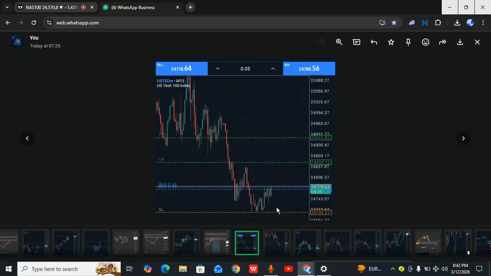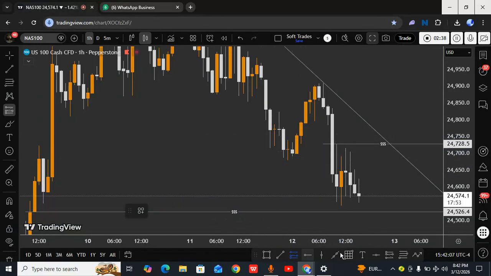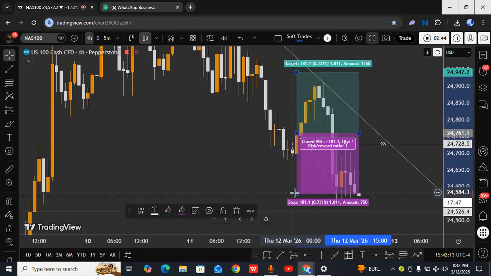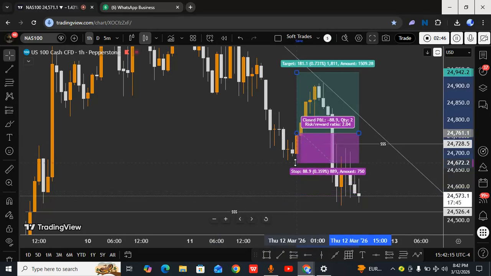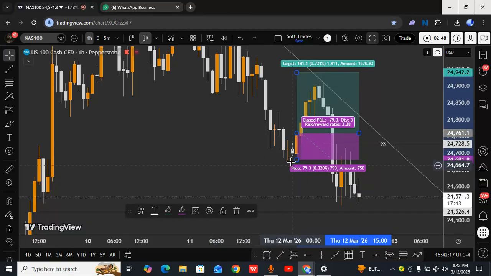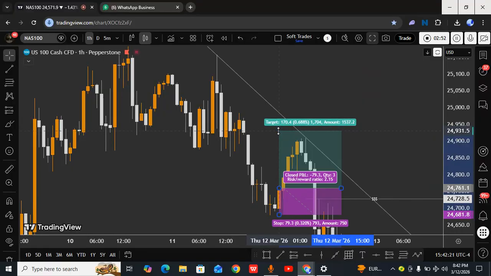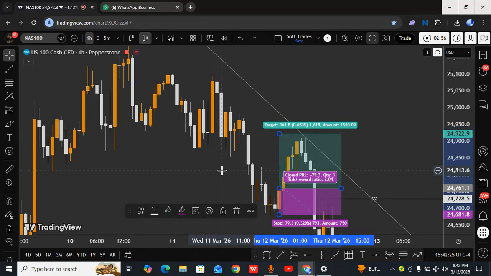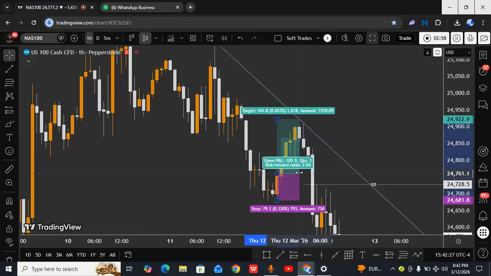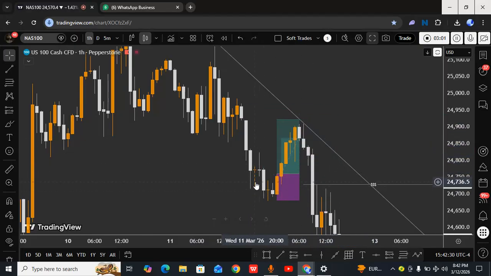We had a TP1 around this area. So entry was around 2477 something, around this area. Stop loss was just around this zone. Then our TP was this 90. It was a 1 to 2 risk to reward trade, somewhere around this area. That was where we had our TP2. So that was the trade we took.